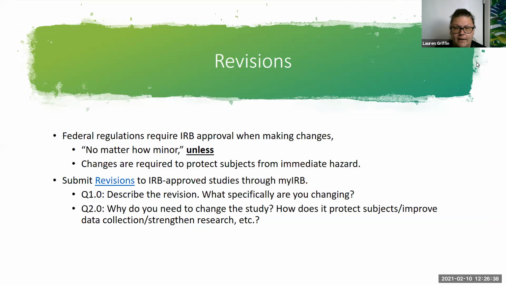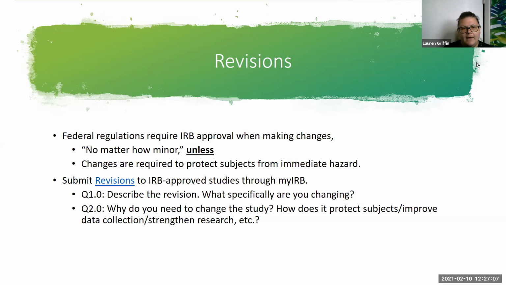So those are the main study types, and I do want to touch briefly on revisions. Federal regulations require that if you have an IRB approved study and you want to make a change to it, you have to submit it to the IRB again. And the wording is no matter how minor. So even if you're updating 1 or 2 sentences on a recruitment flyer that you send out to people, this is something that you'll have to submit to the IRB for approval.